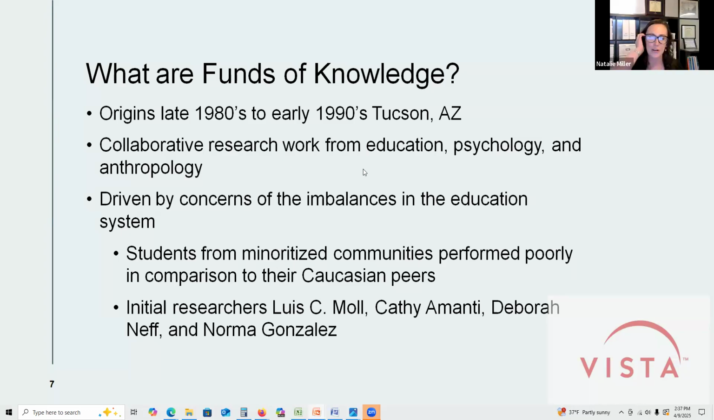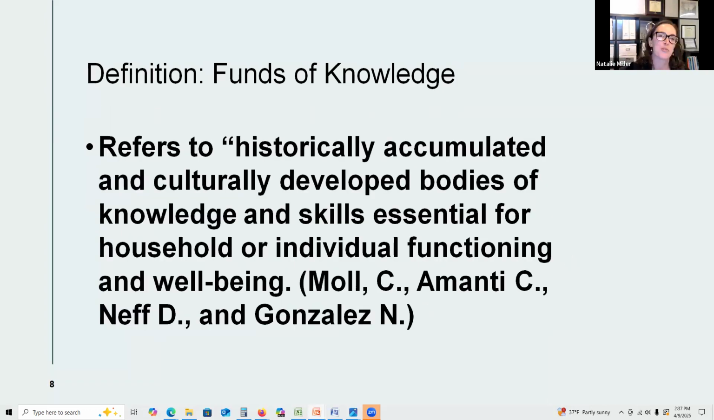Definition here for funds of knowledge refers to historically accumulated and culturally developed bodies of knowledge and skills essential for household or individual functioning and well-being. So I'll read that again and then we'll flesh that out a little bit. So funds of knowledge essentially refers to historically accumulated and culturally developed bodies of knowledge and skills essential for household or individual functioning and well-being.